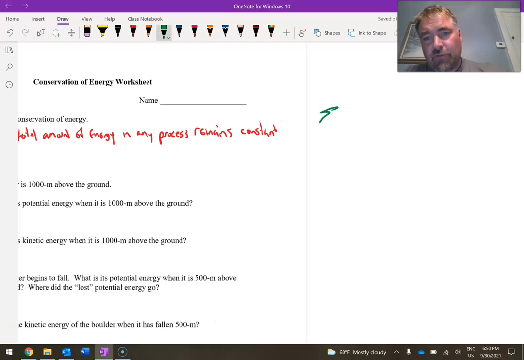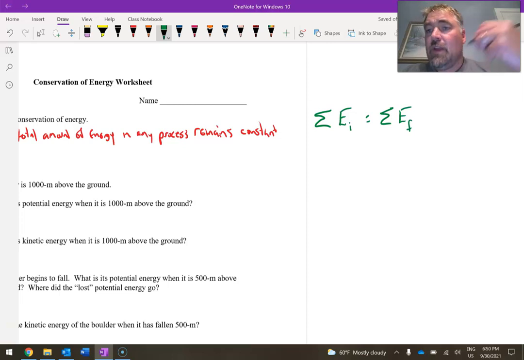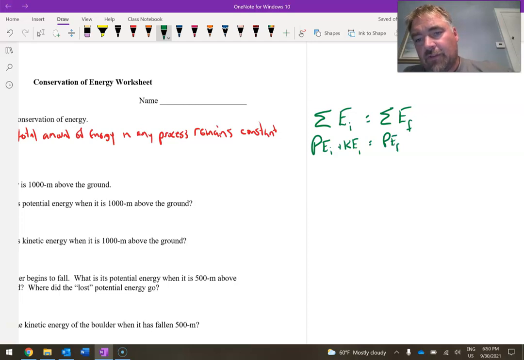You'll see me write this as sigma E initial, so that's the sum of all initial energies, must be equal to the sum of all final energies as well. And again, if there's no friction or anything like that, and it just transfers back and forth between potential energy and kinetic energy, you can say PE initial plus KE initial must equal PE final plus KE final.